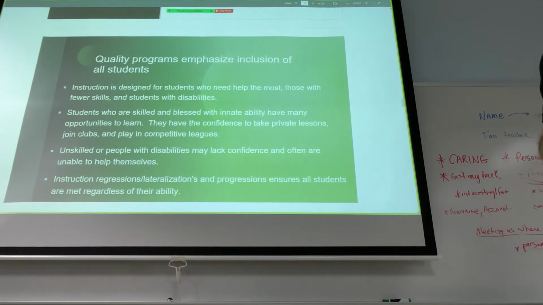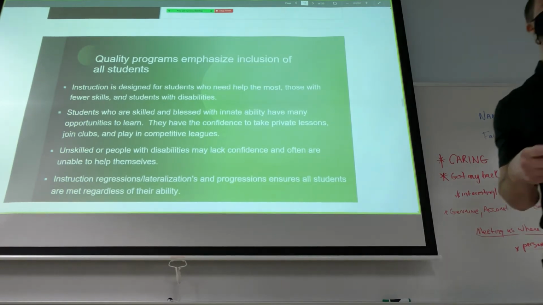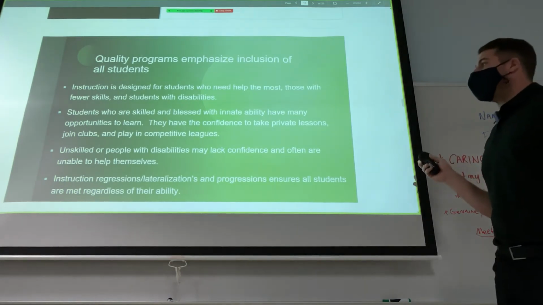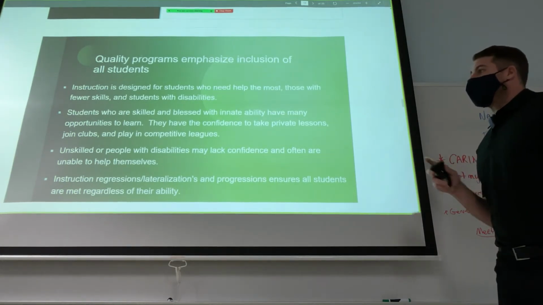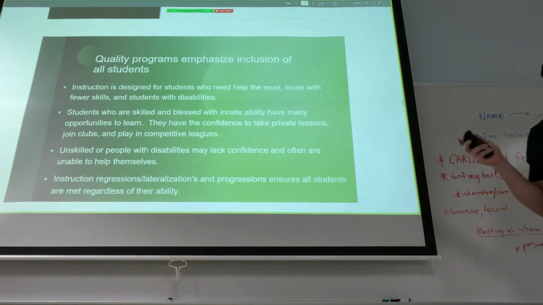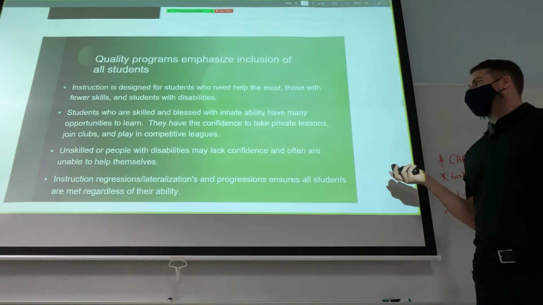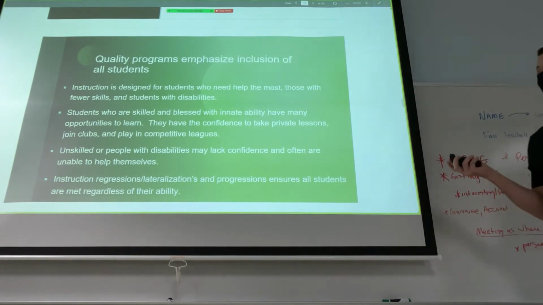And I want to make sure that I'm able to help specifically those individuals that need the most help, because 80% of your learners are probably not going to need that much help, and you're probably going to have about 20% of your learners that may need your help, okay? Students who are skilled and blessed with the innate ability to have many opportunities to learn, they have the confidence to take private lessons, join clubs, and play in competitive leagues, okay?